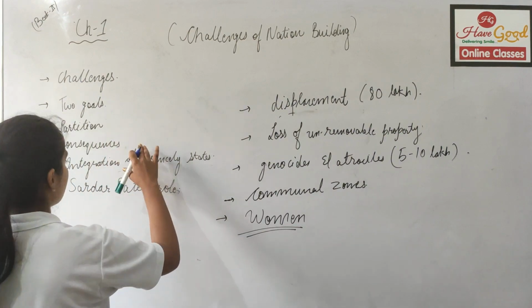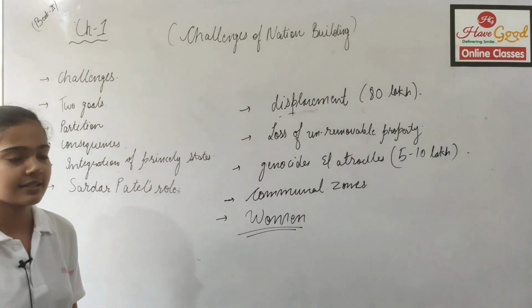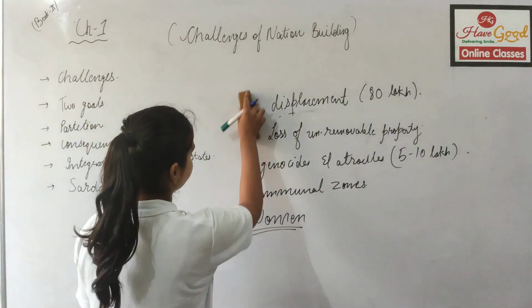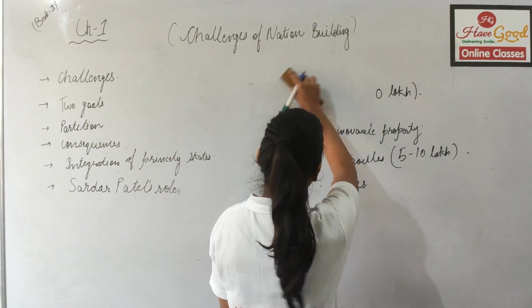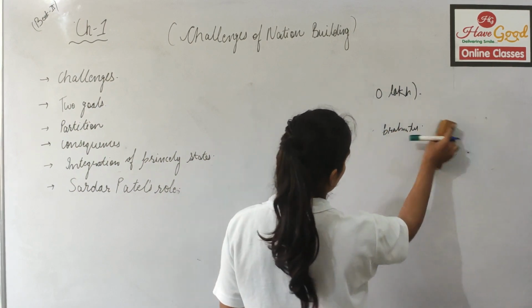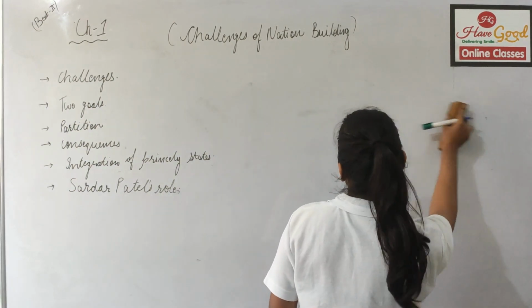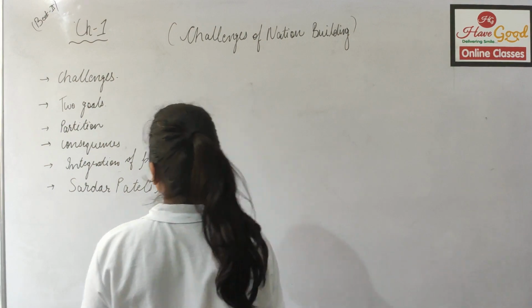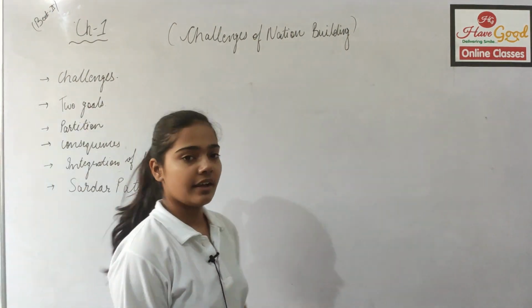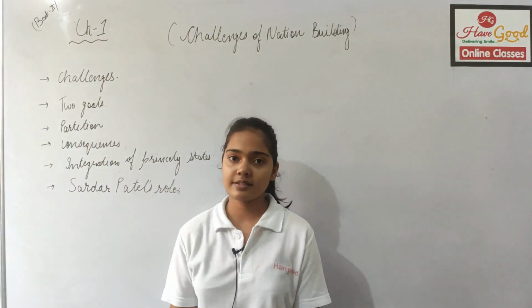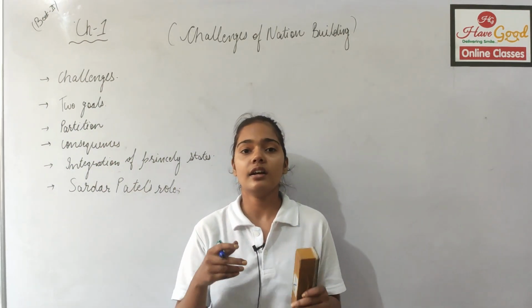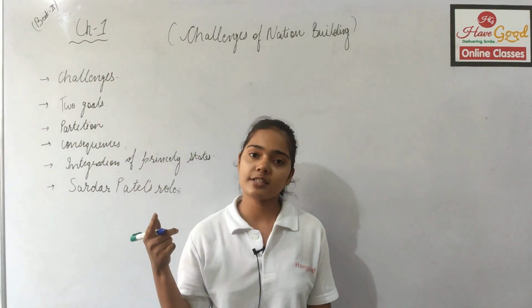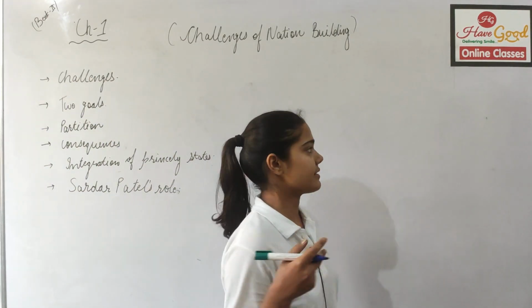And now we're going to study about the integration of princely states, our next topic. Next is integration of princely states. So now I'll tell you what princely states are and what provinces are. Actually, when Britishers left India, in India there were two kinds of states. The first is princely states and the second is provinces.